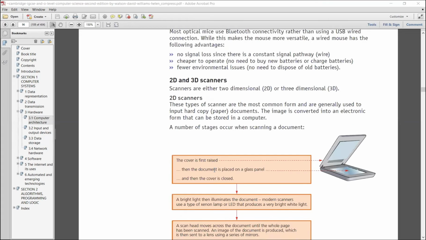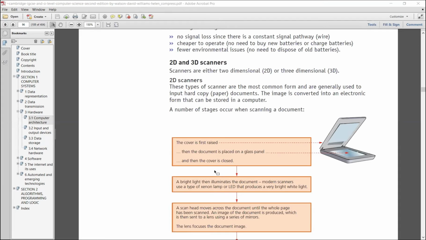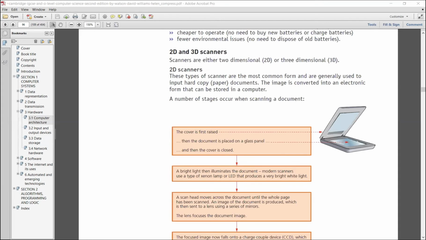Again, 2D and 3D scanners, something similar to which I suggested you. Just go through the application. By the way, what is the difference between 2D and 3D scanners if I ask you? How are they different? What is a 2D scanner doing and what is a 3D scanner doing?